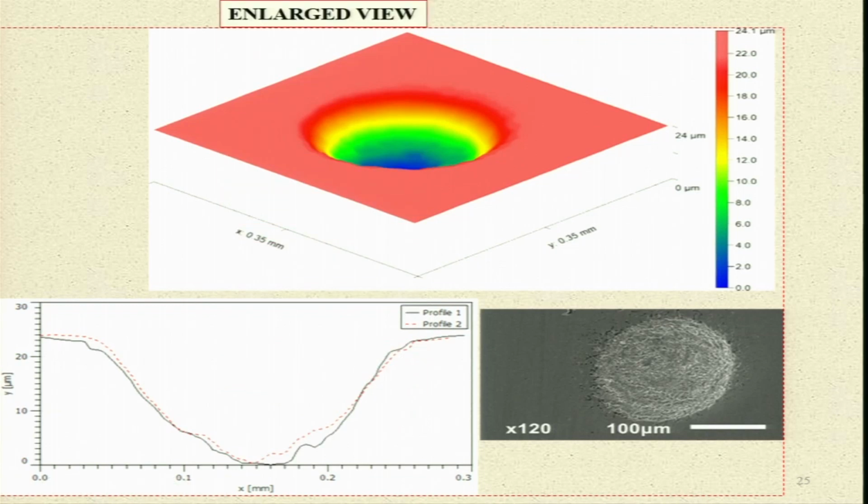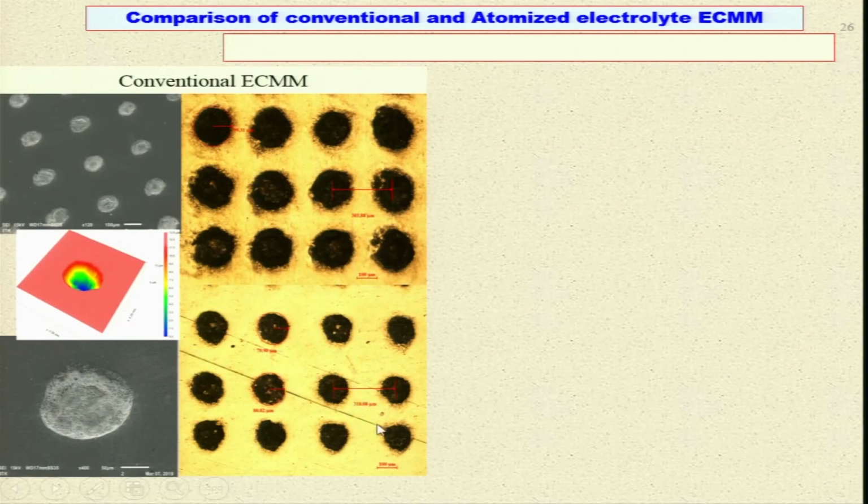Enlarged view of the previous one. Comparison of conventional and atomized electrolyte ECMM. This is the conventional electrochemical micromachining, and you can see here the picture of the dimples created. This is the SEM picture, and this is the enlarged picture, you can see over here.